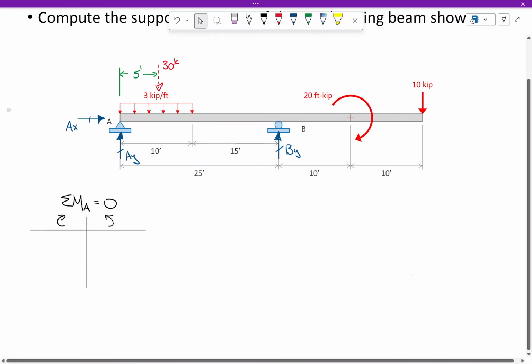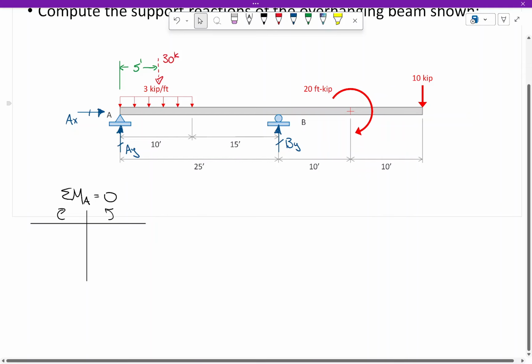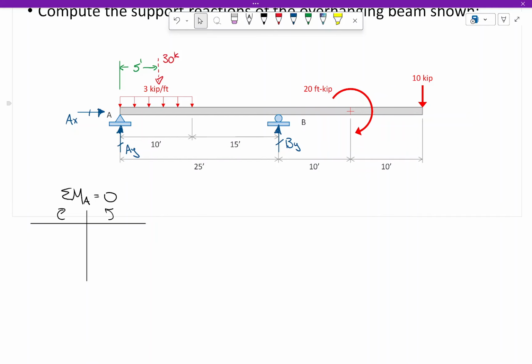Now I'm going to scroll this just a little bit so it's easier for me to write on here. Let's take this one step at a time. If I'm summing moments at A, do I need to consider AX or AY? No. Do I need to consider the 30 kips? Yes, the 30 kips generates moment. What side of the table does it go, left or right? Left. So 30 kips times a moment arm of 5 feet from A.